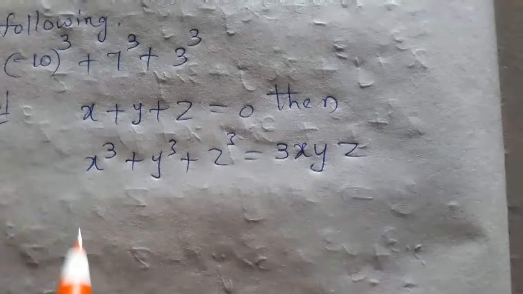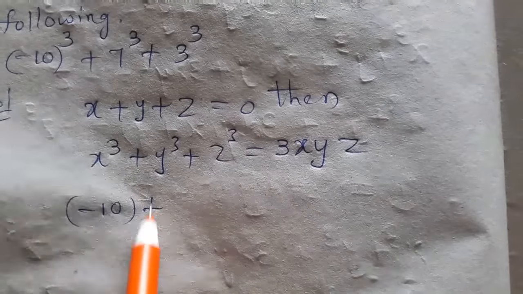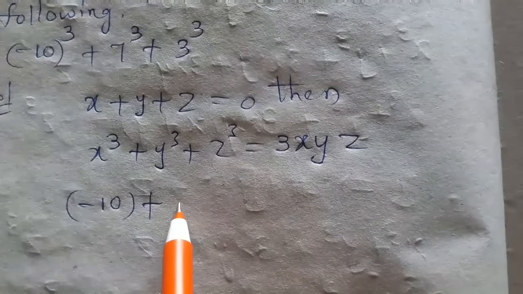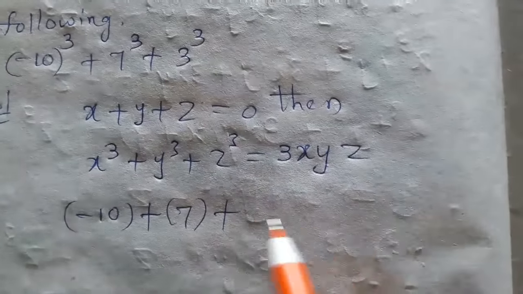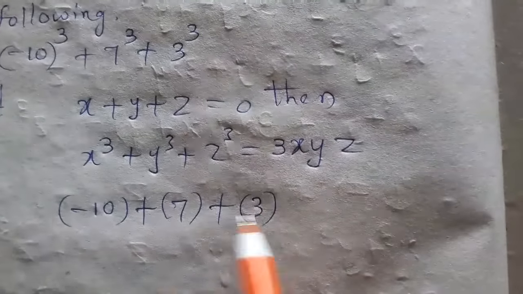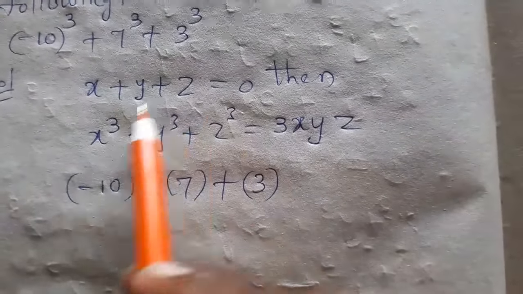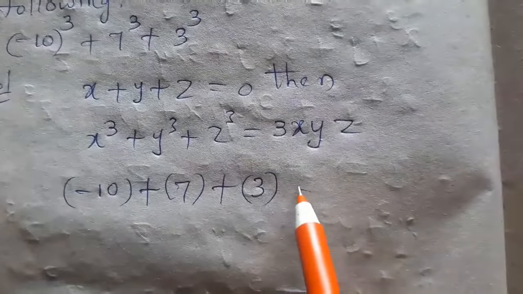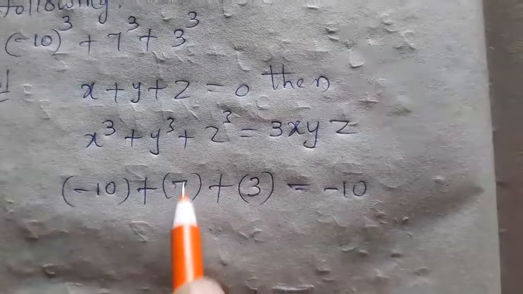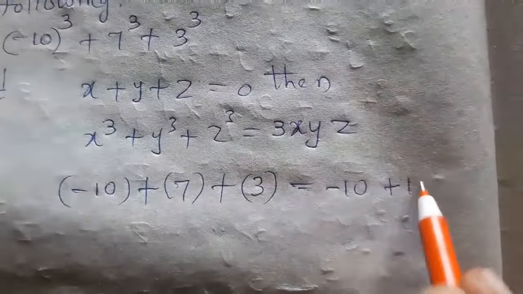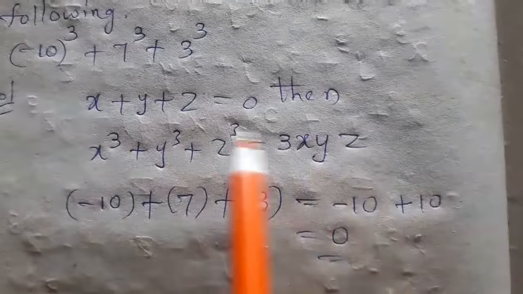What is the value? The x value is minus 10. Take minus 10. Next, plus the y value, which is 7. Next, plus the z value, which is 3. The sum of the bases x, y, z equals minus 10 plus 7 plus 3, which is 0. So this identity is useful.